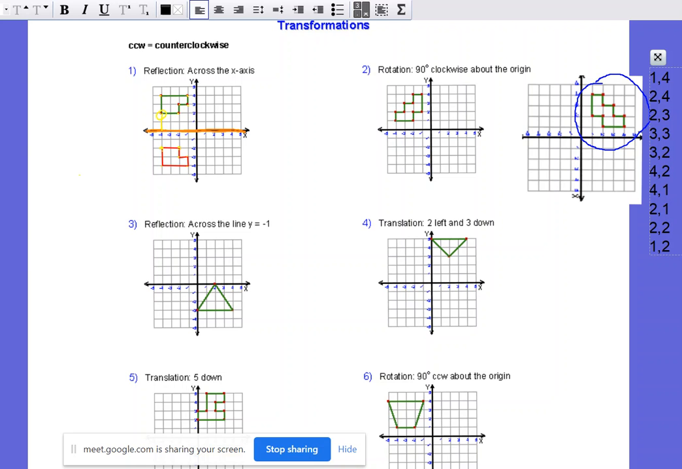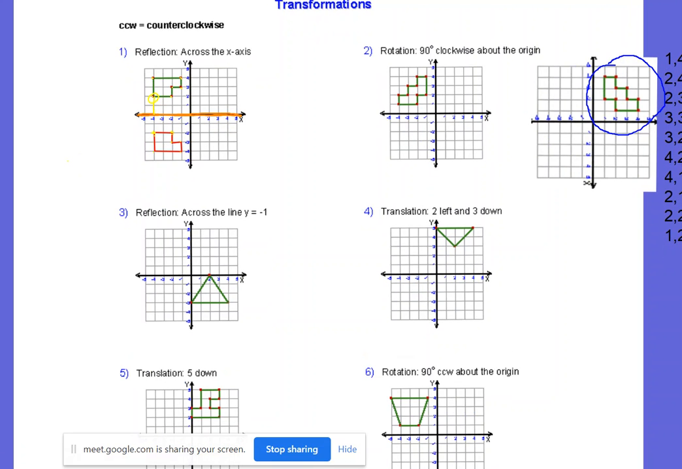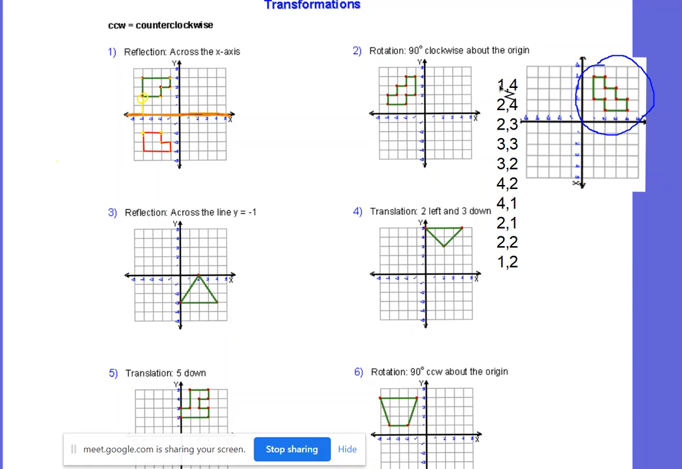And then rotate your paper back the way that it normally sits and just plot the points. And so you end up with this shape. So 1, 4 is right here. And voila, you have your new image.